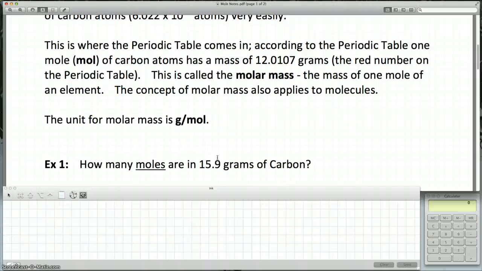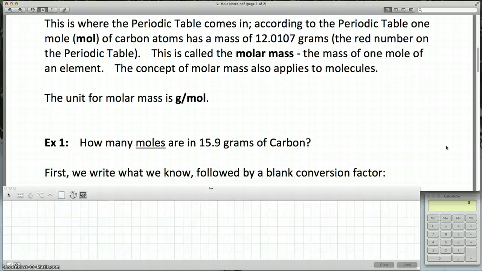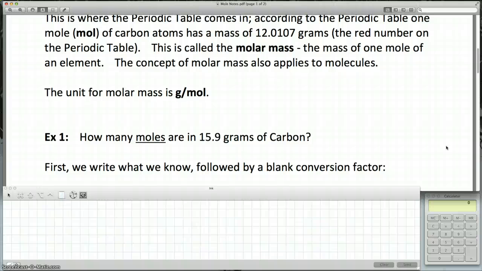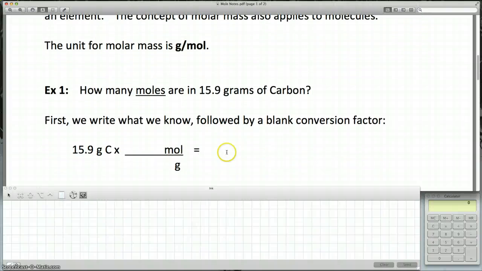So here's an example. How many moles are in 15.9 grams of carbon? Well, this is a conversion. All we're doing is converting from grams to moles. So just like we learned a couple units ago, conversions, we look for our starting number, and we follow that by a conversion factor. So starting number is 15.9 grams. So that's the first thing I write here, 15.9 grams. If you want to write C for carbon, that's fine.